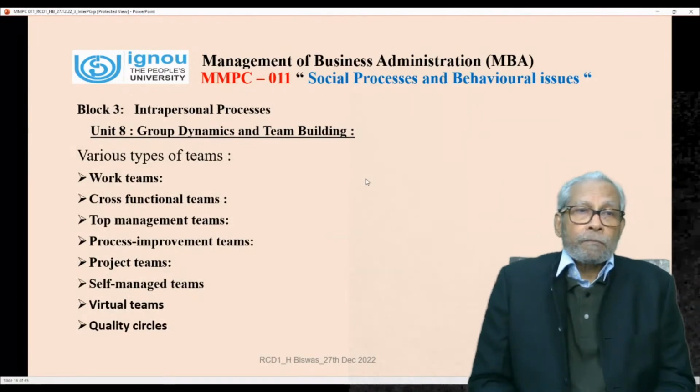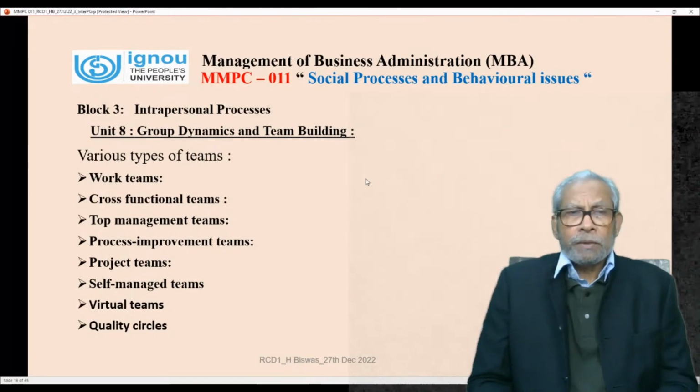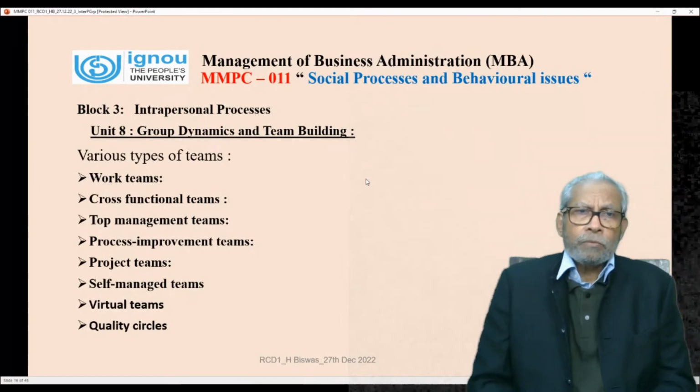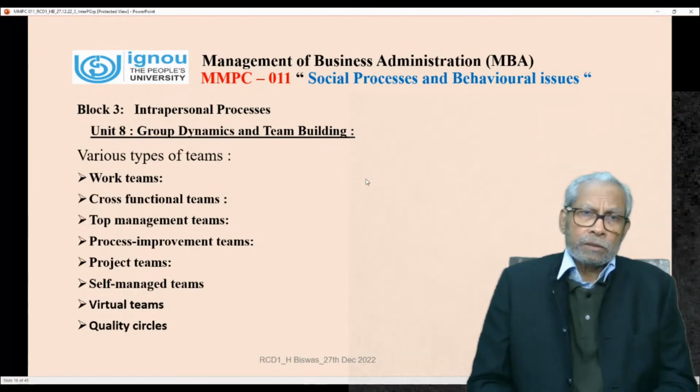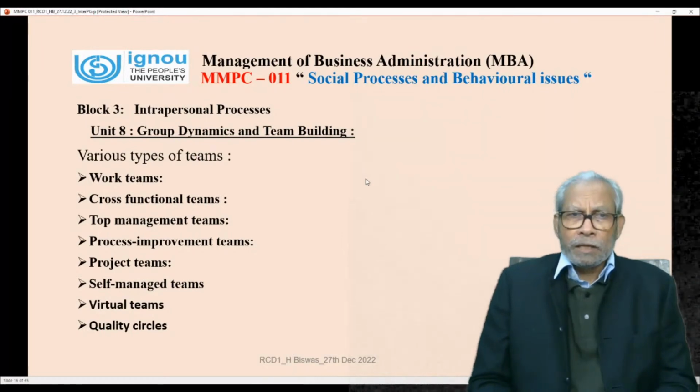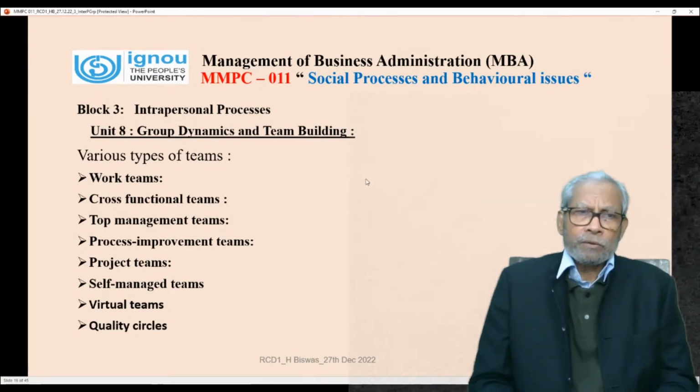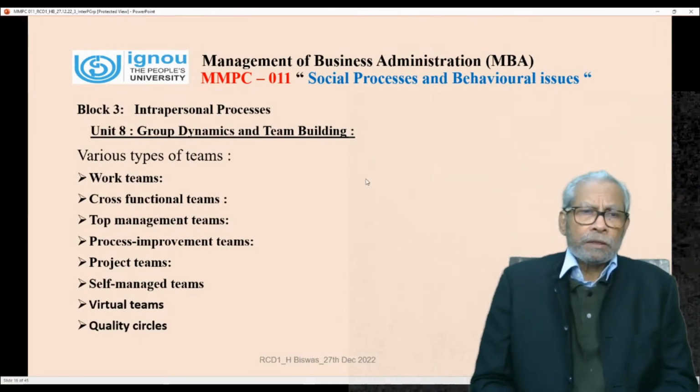Various types of teams. What teams? Cross-functional teams, top management teams, process improvement teams, project teams, self-managed teams, virtual teams, and quality circles. There are different teams, depending on the company requirement, and you have to develop this type of team. So before building a team, you have to first see the area or different types of your teams. That is already listed here. Basically, how many teams are there.